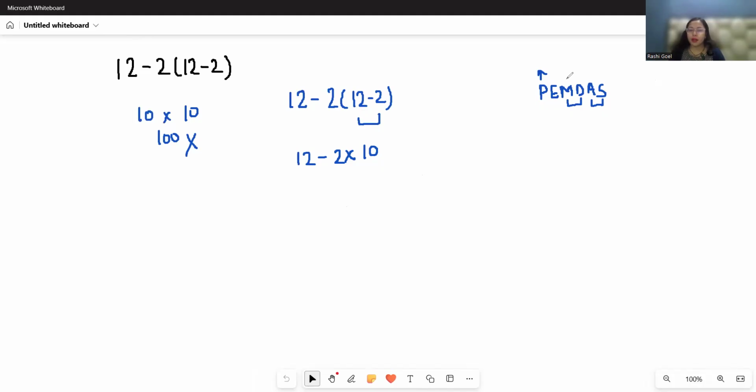So in multiplication and subtraction, we have to give priority to multiplication. So the multiplication sign is between 2 and 10. So 2 times 10 is 20. So 12 minus 20 is minus 8. So what is the correct answer? Minus 8, not 100.